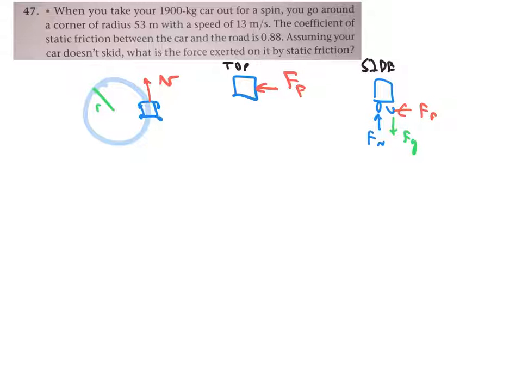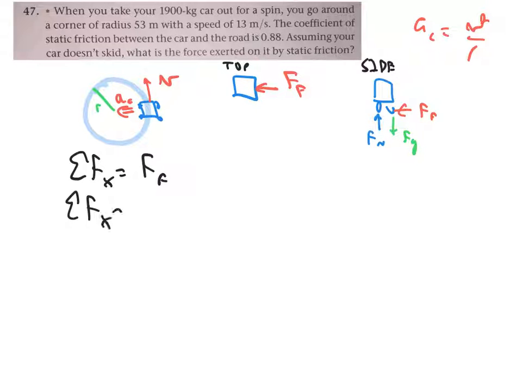We also know that because we're going around the circle in the way indicated, there is a centripetal acceleration towards the center, whose magnitude we know. The centripetal acceleration will be v squared over r. So, if we consider just the horizontal force, that would be the frictional force, but the horizontal force would also be the mass times the acceleration, or mv squared over r.